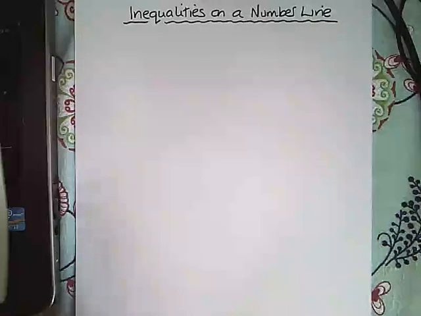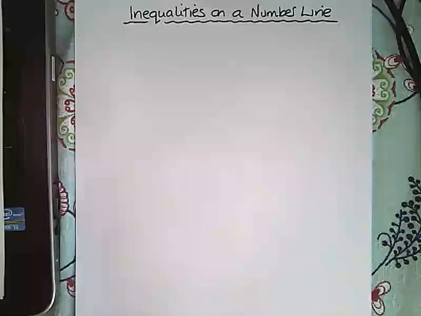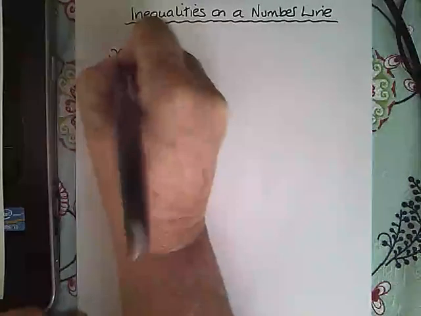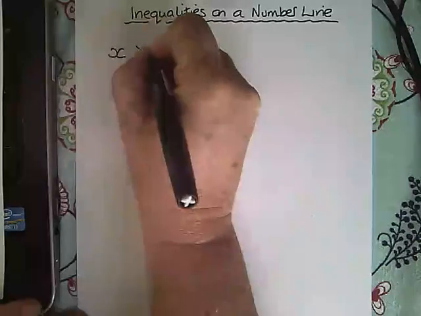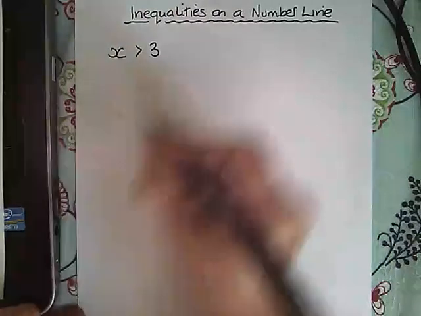In one of the previous videos we had a look at the inequalities notation and the greater than, less than, greater than or equal to, less than or equal to signs. Now we're going to look at how we represent that on a number line. So we're going to consider the inequality x is greater than 3.